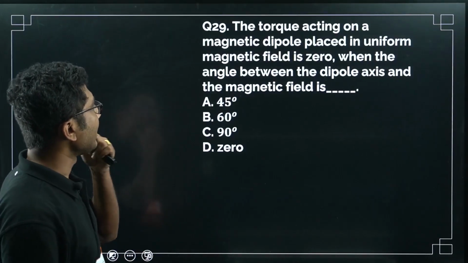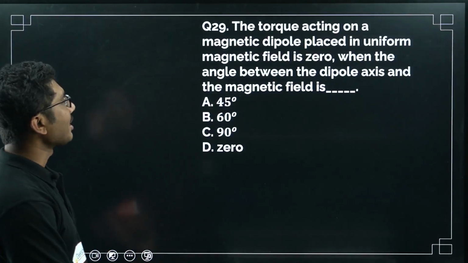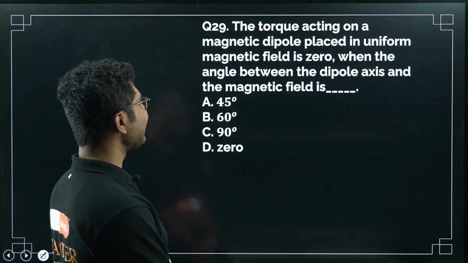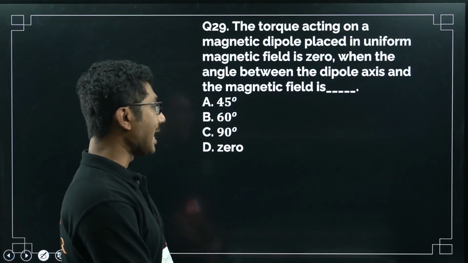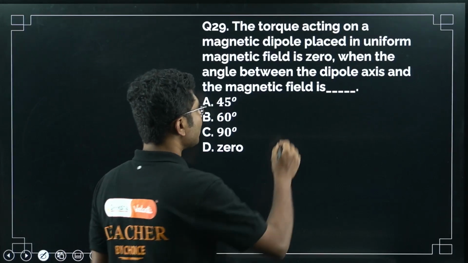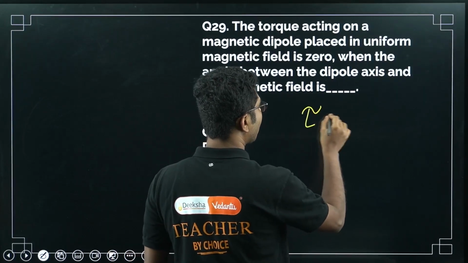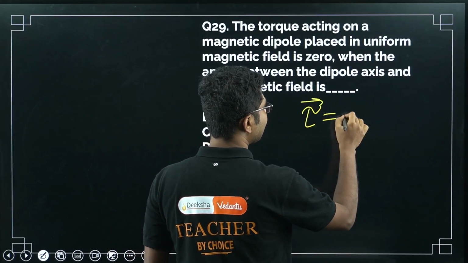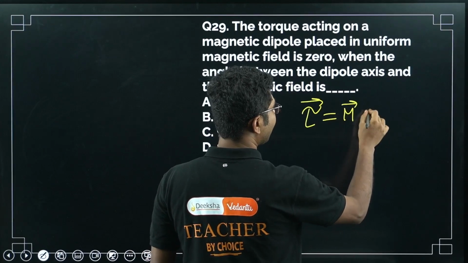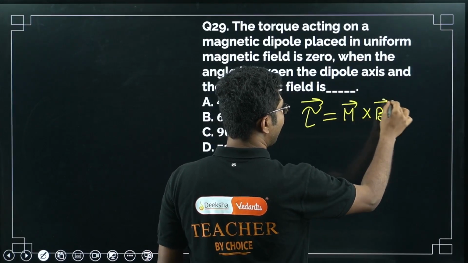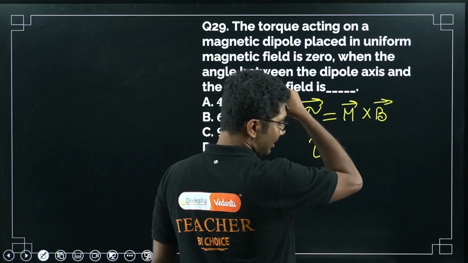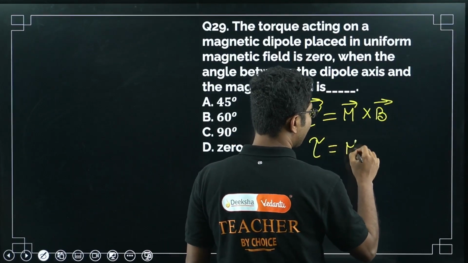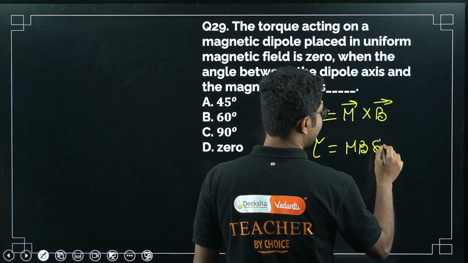Now, question number 29. The torque acting on a magnetic dipole placed in a uniform magnetic field is 0. What is the angle between the dipole axis and the magnetic field? So, I just wrote the formula for torque. Torque is basically magnetic moment times magnetic field, right? So, the magnitude of torque is mB sin theta.